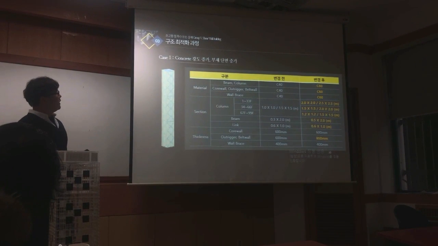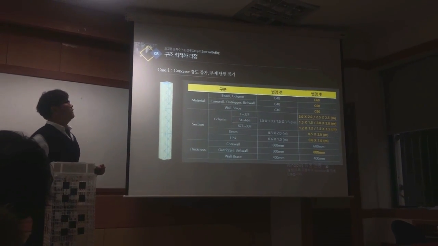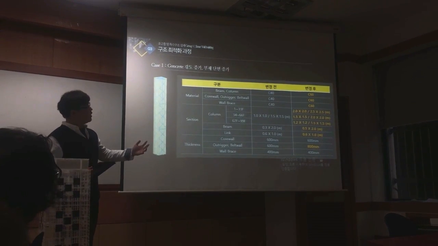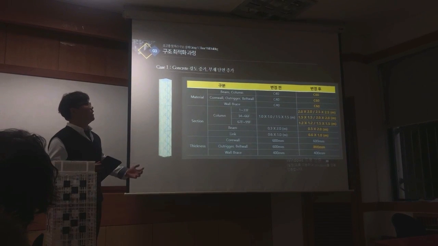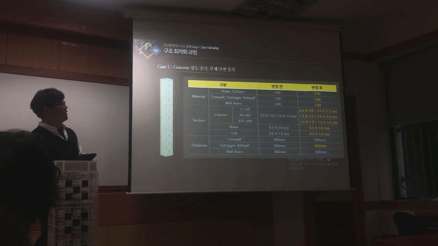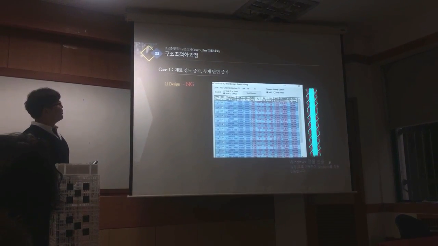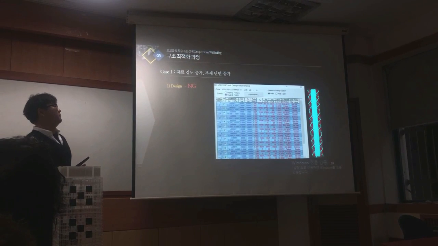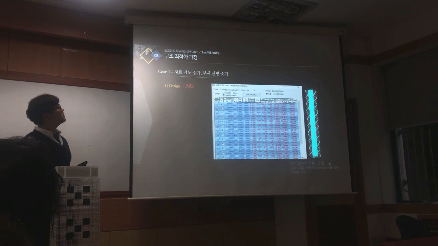So we increased the strength of concrete and we increased the components. The white color lattice are before changing, and the yellow colors are after changing. After doing that, we still failed to manage the design.